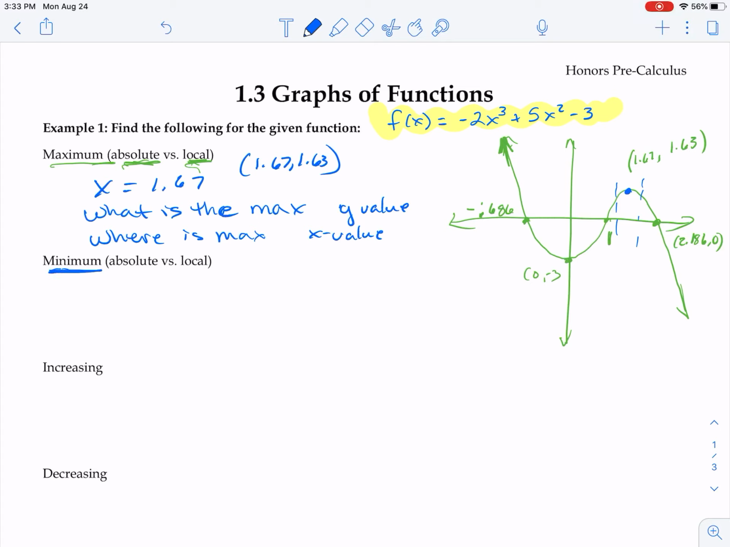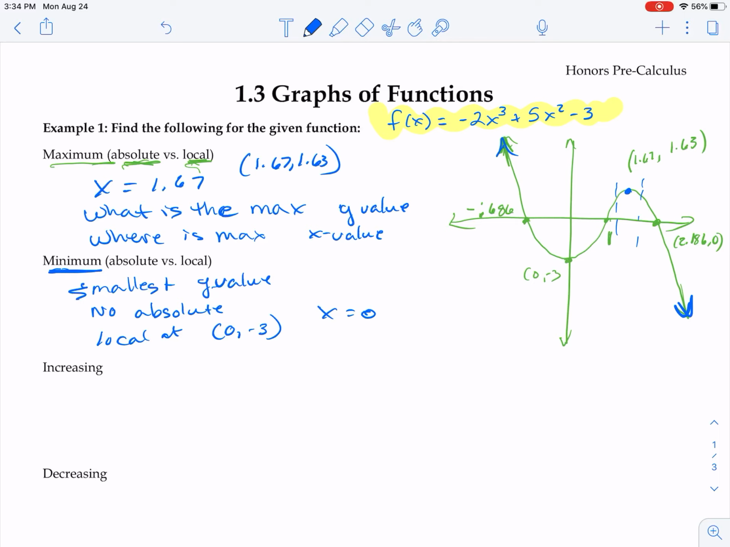Minimum, you're looking at the smallest y value. Okay, this graph has arrows on both ways, so there's no absolute. It has a local at 0, negative 3, or at x equals 0.